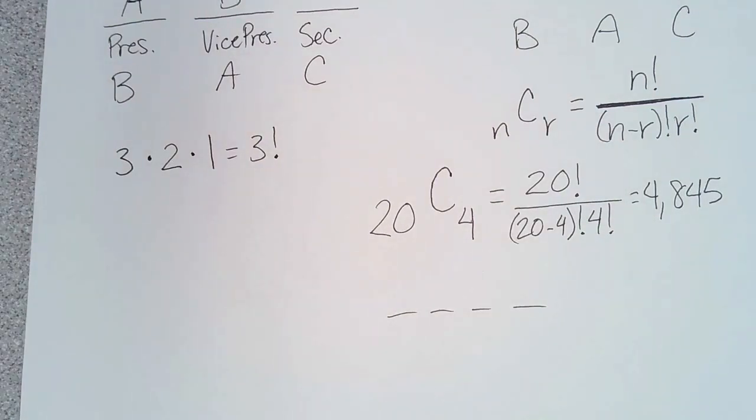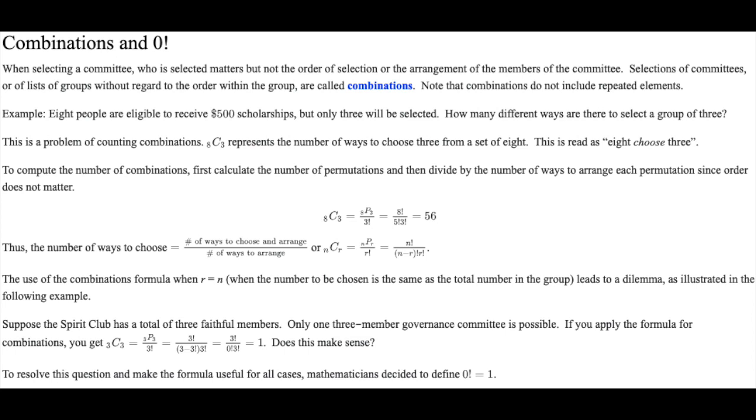So just to summarize, a combination is where we are selecting some things, there are no repeats allowed, and the order does not matter. This also talks about 0 factorial, which equals 1, and you can pause this and read through it if you want to know more about why 0 factorial equals 1.